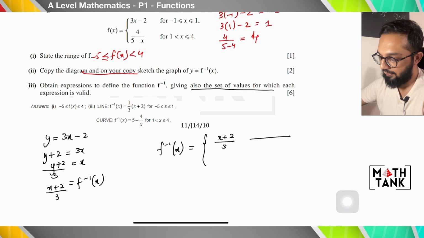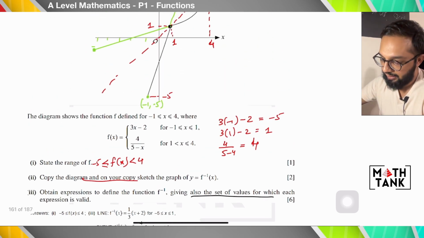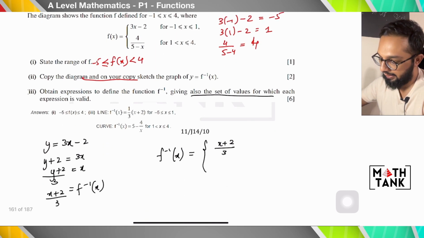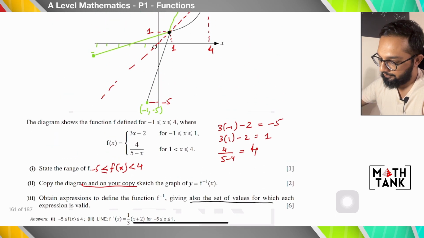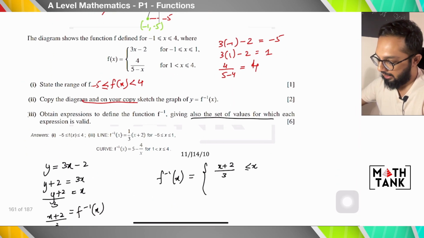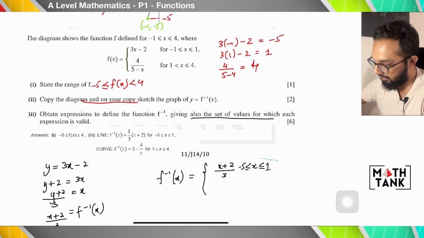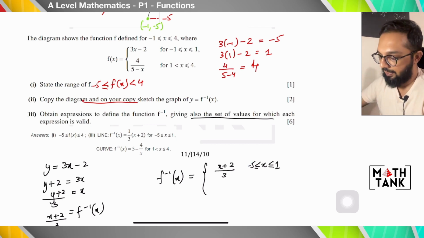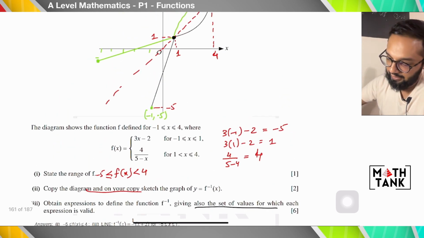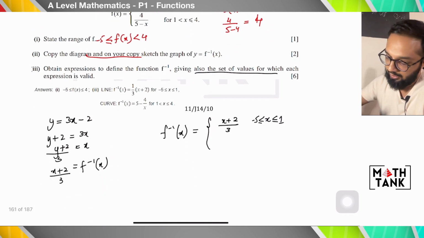Now what is the domain of this graph? The domain of this graph is the range of the previous one. So the range of this straight line was from 1 to minus 5. So I'm going to say that x is between minus 5 and 1. I've written that too close. Let's just move it a little farther away. Okay, so from minus 5 to 1, as you can see on the values of x, my inverse is visible as a straight line. What about the other one?